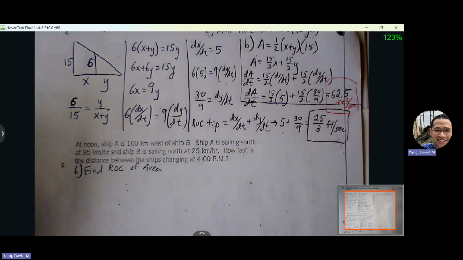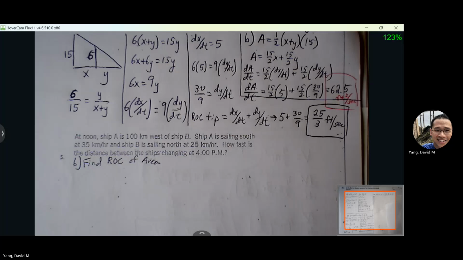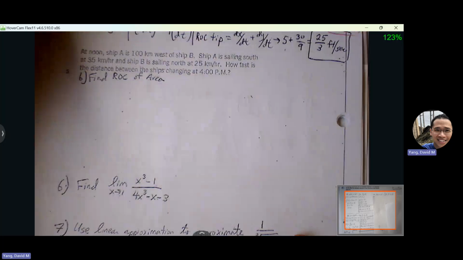Let's not worry about the next one here. Let's look at 6 and 7. So 6 is a limit problem. What's the first thing we do with a limit? Yeah, direct substitution. So we'll try number 6.